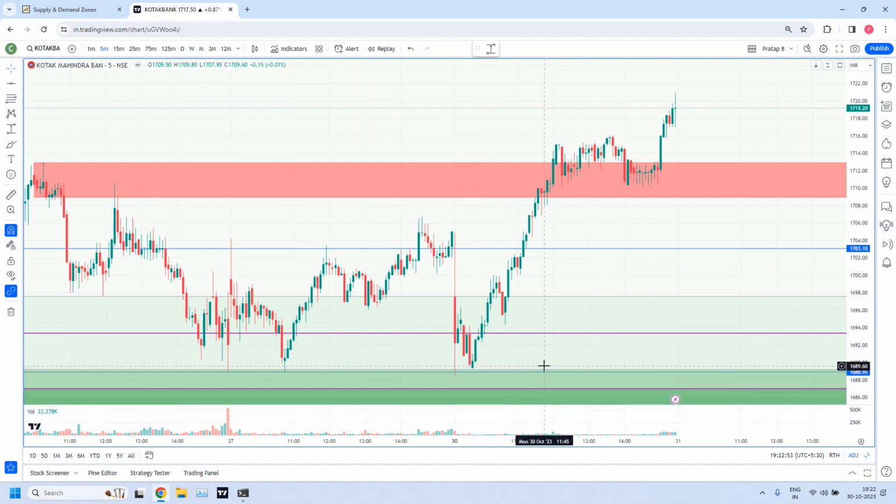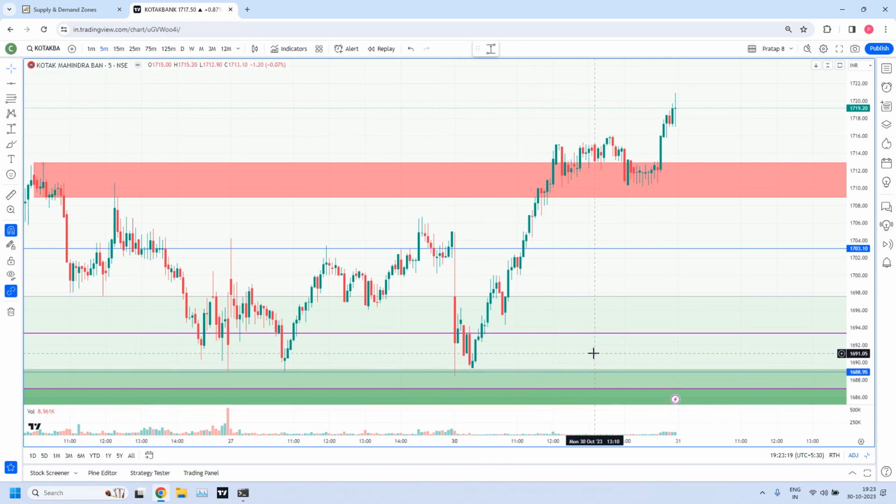Because we learned the concept. Instead of saying we learned the concept, I can say most of us mugged up the concept. What is that? Once it is tested, we cannot take a trade. That's it. Of course, we cannot take the trade if it is a normal zone. But these are not normal zones.